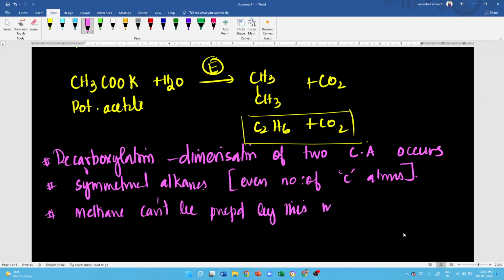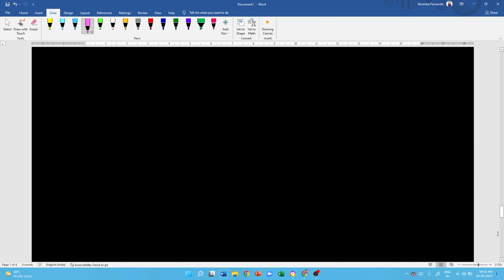Methane cannot be prepared by this method because, as I already said, it starts only from ethane, because the carboxylic acid you take will undergo dimerization. So it dimerizes to give a symmetrical alkane. So methane cannot be prepared by this method. The next, so two preparations are over.